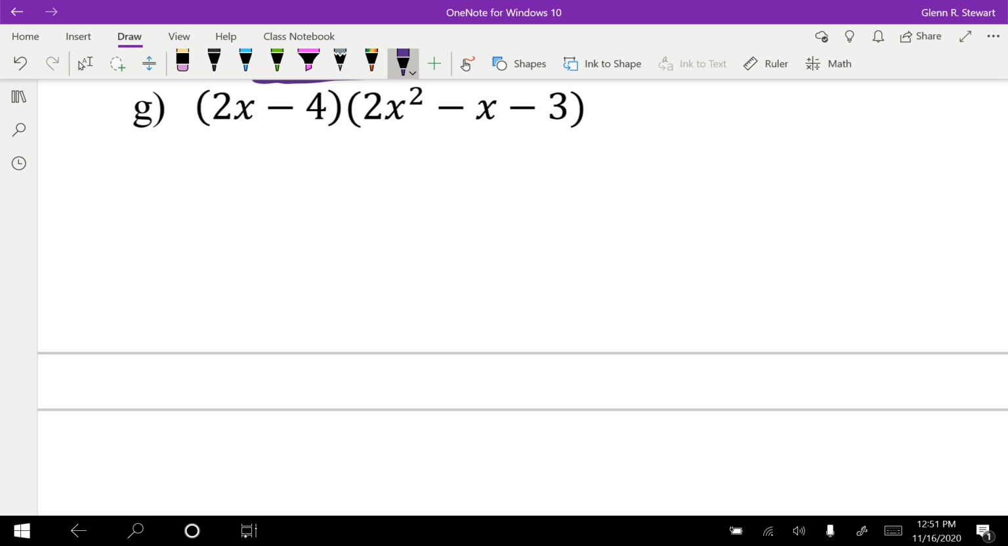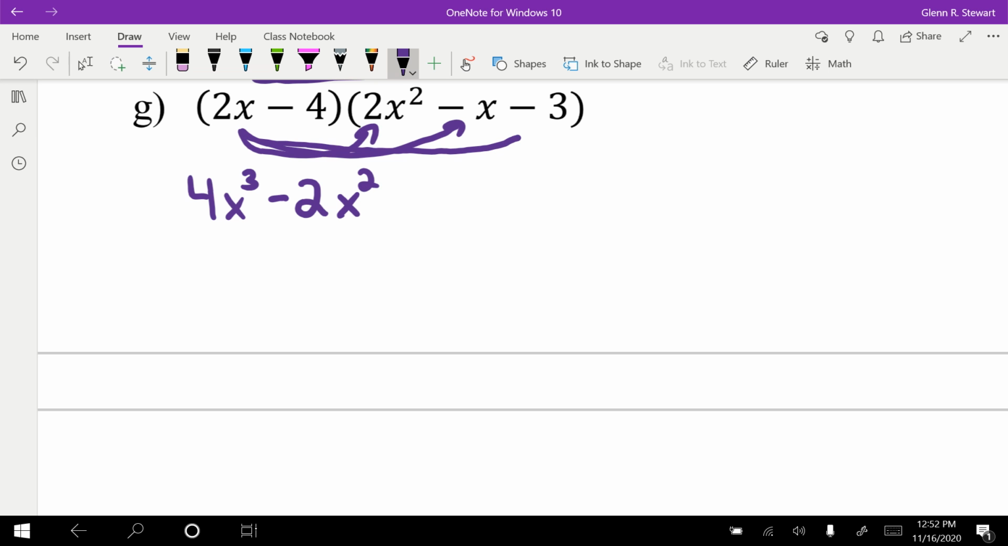First off, we're going to do 2x times 2x squared. So we'll have 4x to the third power. 2x times negative x. So minus 2x squared, which is the second power, because we have two of them. And 2x times negative 3, so minus 6x.